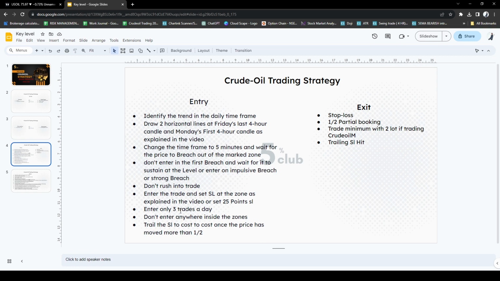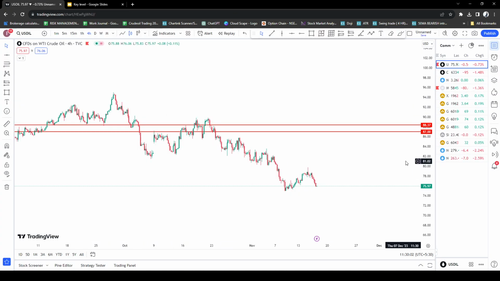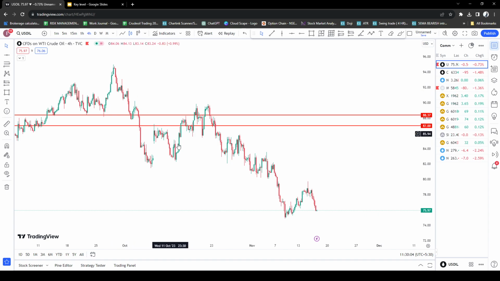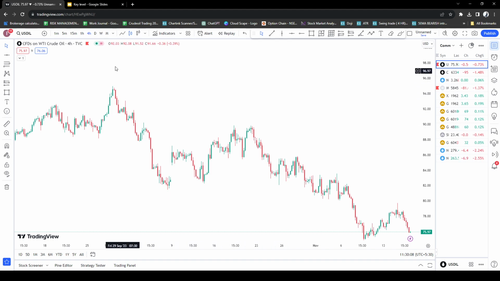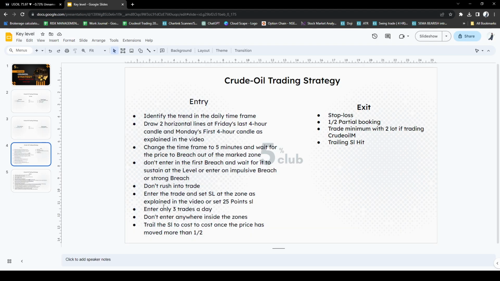So you have to know how to do it. Here all the rules are written. Change the time frame to 5 minutes. Don't enter on the first breach, you have to wait. Don't enter unless it's impulsive. Impulsive in the sense that it should come fast. If it's fast, you can enter it and then you can hold it.